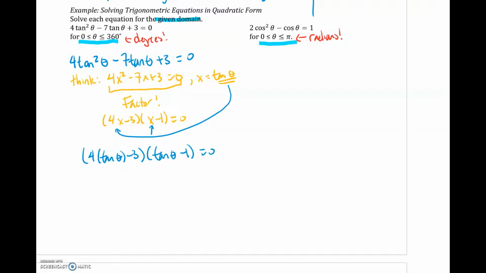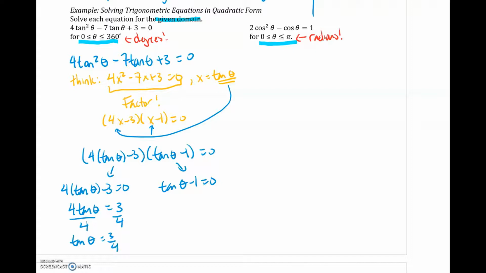And now let's do our zero product property and solve just like we were doing in the first example. So either one of these parentheses, these factors, could be 0. So 4 tan θ - 3 = 0, or tan θ - 1 = 0. Let's go ahead and solve for tangent theta. I'm going to add 3 to both sides, then divide by 4. So tan θ = 3/4. And here, just going to add 1 to both sides to get tan θ = 1.